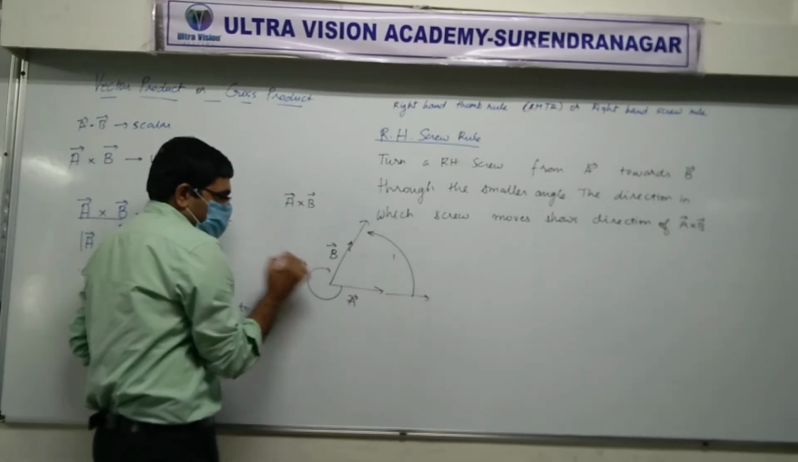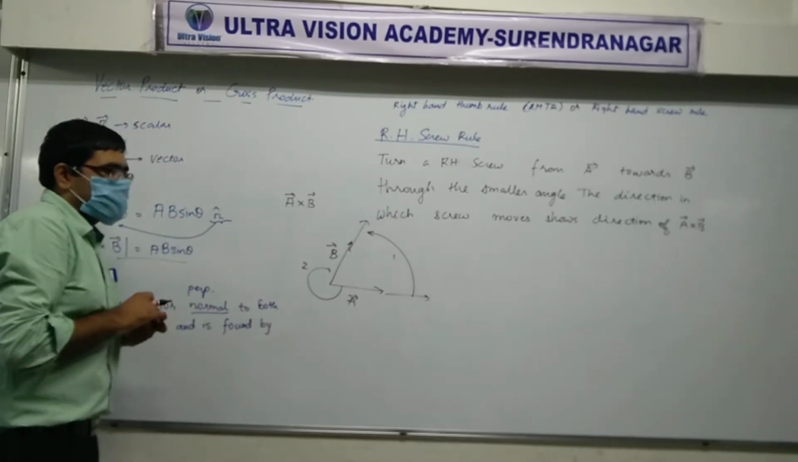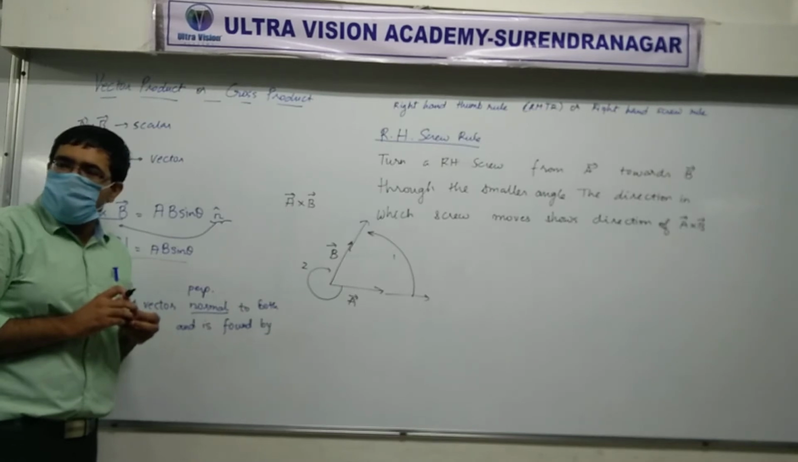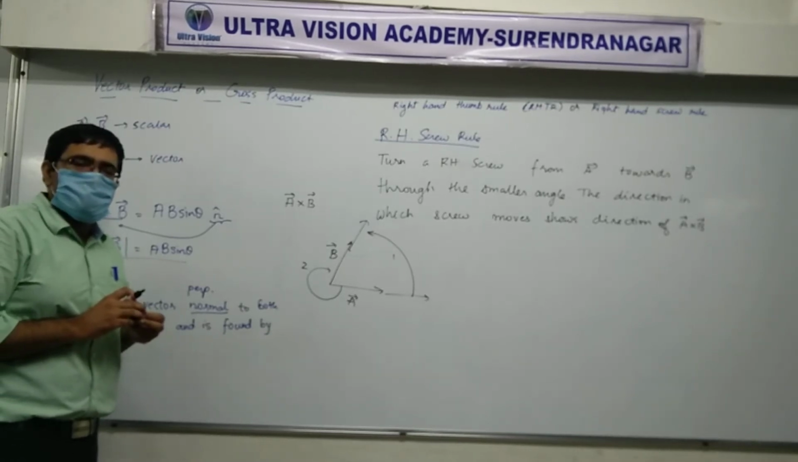Look at angle 1 and 2. Which angle is smaller and which is bigger? 1 is smaller, 2 is bigger. Is that clear? Yes. Sure? No confusion?